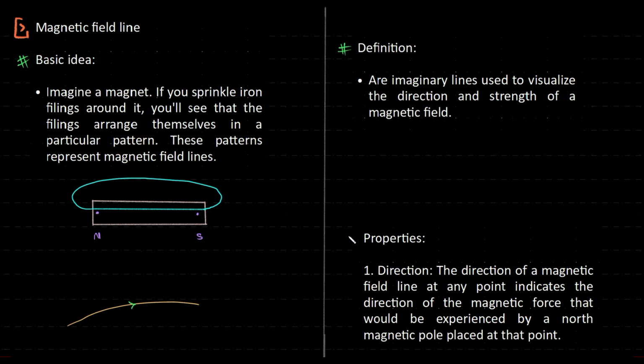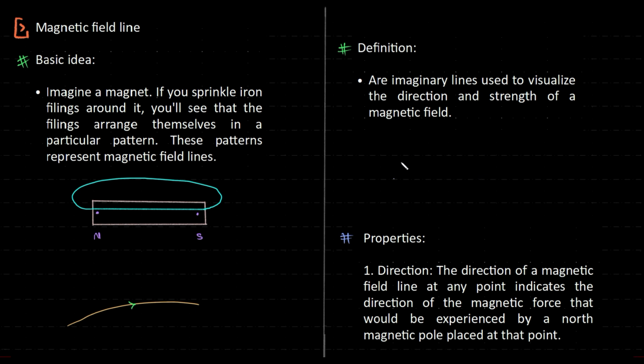So when it comes to direction, how do we go about finding the direction? The direction of a magnetic field line at any point indicates the direction of the magnetic force that would be experienced by a north magnetic pole placed at that point. So for me, it's easier to tell than to read. If you take a magnetic field line, like over here, if I keep a magnet over here, draw a tangent, and that will be the direction of your magnetic north.